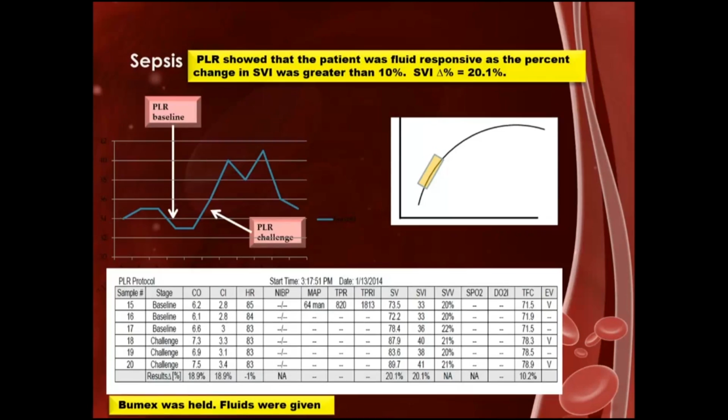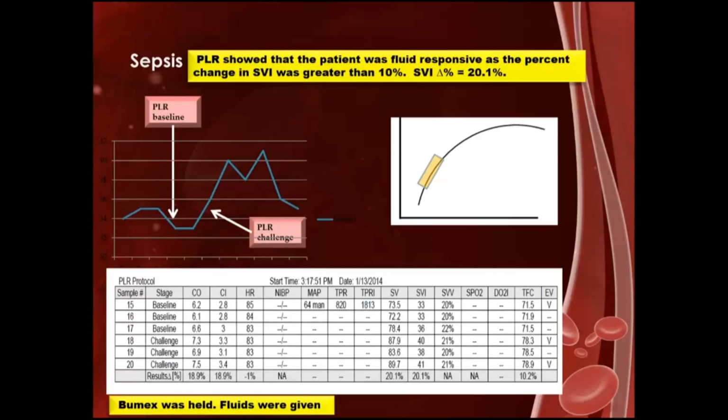If you look at where the stroke volume index is, at the bottom of the stroke volume index row, you see 20.1%, and that is the change in the stroke volume index from baseline to the peak of the challenge. So the stroke volume index increased 20.1%, which means that this patient is fluid responsive. Remember, 10% or higher, the patient is fluid responsive.